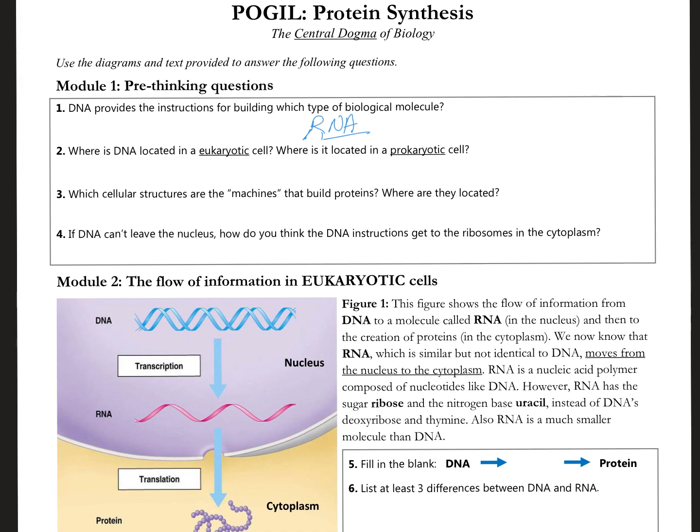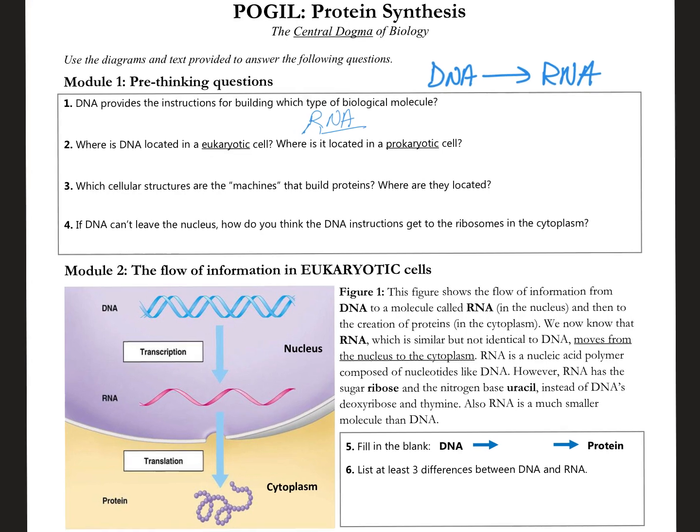Shush, please. Thank you. It's DNA that gets transcribed into RNA. That's what you're dealing with here. This part of protein synthesis is transcription.